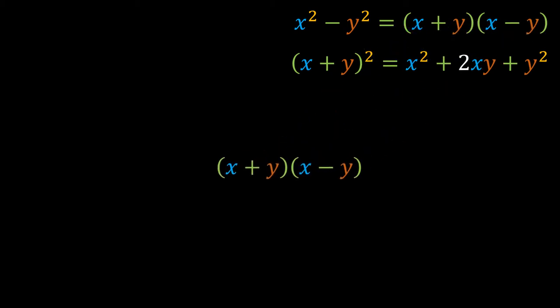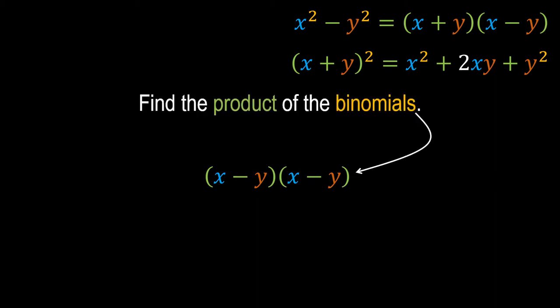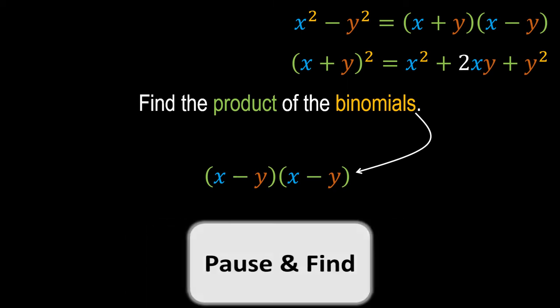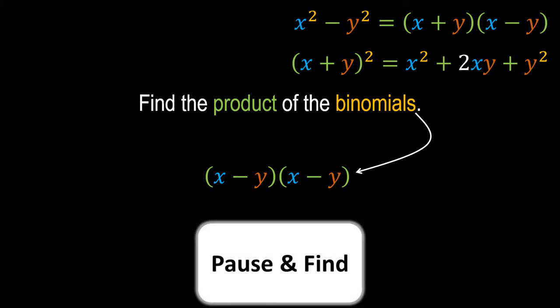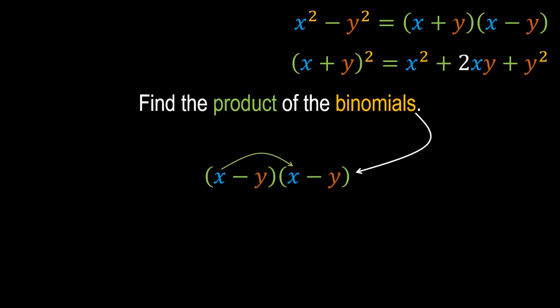Now moving to the last identity. Again we are taking these two starting binomials, and this time I am changing the sign of the first binomial and making it a negative sign. And you are supposed to find the product of these binomials. Starting with the first terms, x times x equals x squared, then x times negative y, which equals negative xy, then negative y times x, which equals negative xy, then negative y times negative y, negative times negative equals positive, so we have positive y squared.